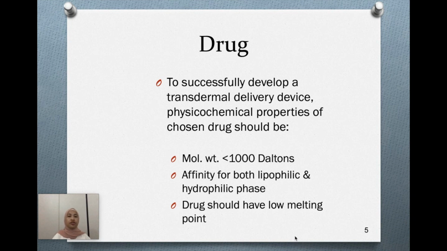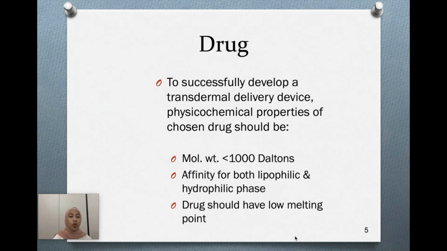Now, the drug. To successfully develop a transdermal delivery device, you need to choose a drug with certain physical chemical properties. The first one is molecular weight. From the previous lecture, the optimal one is below 500 to 400 Daltons, but you can actually consider a drug which is less than 1,000 Daltons. Now, the drug should have affinity towards both lipophilic and hydrophilic phases, because our skin, if you remember, contains aqueous and also the lipid phase.